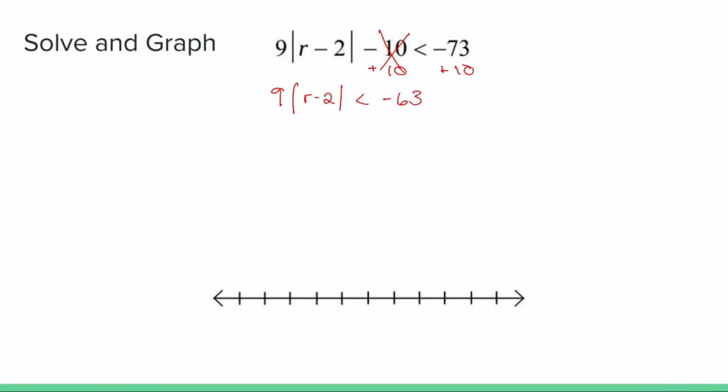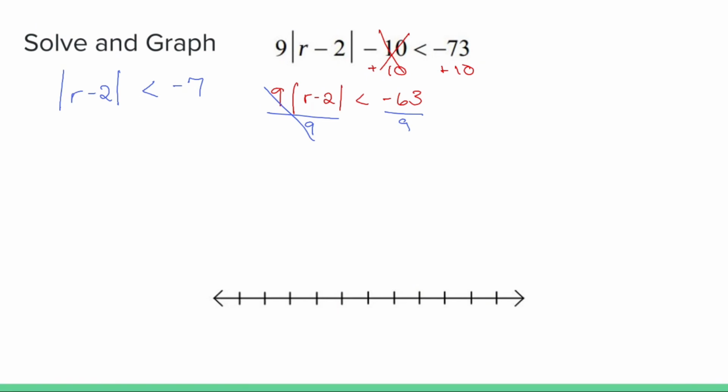Now, in order to get the absolute value all by itself, divide everything by 9, and now we have, and I'll write it out here, the absolute value of r minus 2 is less than negative 7. Don't need to flip any signs for any of that.